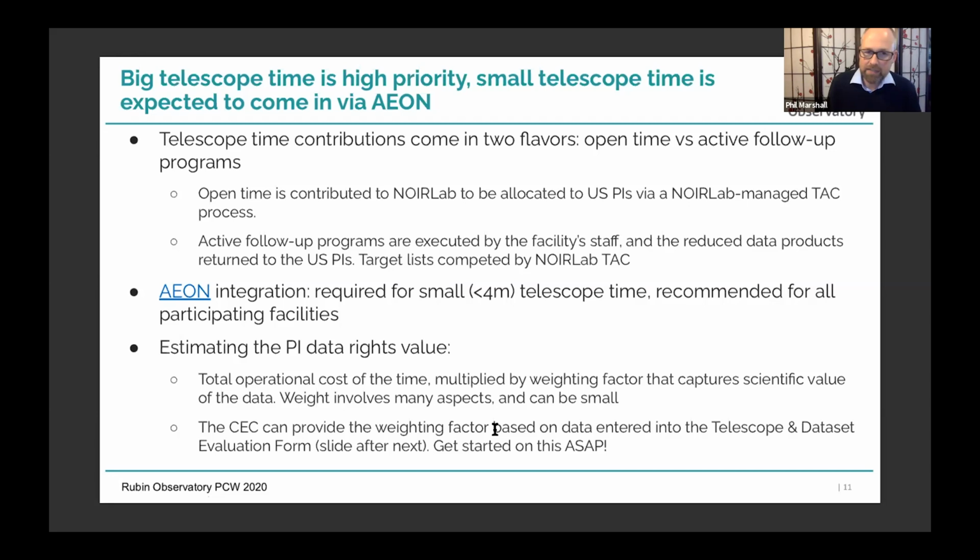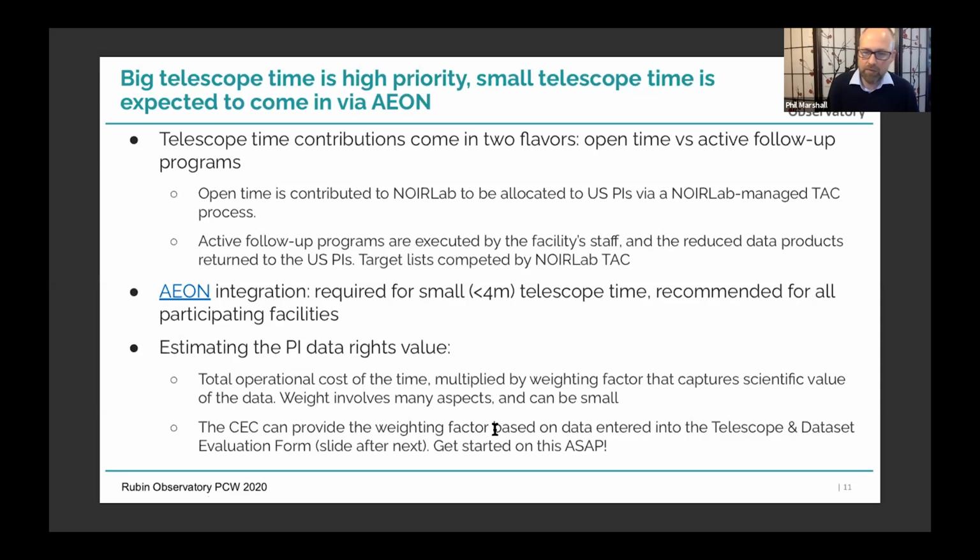Last thing to say about telescope time, you're probably wondering, well, how will the PI data rights value be estimated? How should you estimate the number of PIs for the amount of telescope time you have available? So what we're asking for is for you to take the operational cost of the time, so not the construction cost of instruments, just the operations costs, and then it will be multiplied by a weighting factor that somehow captures the scientific value of the data.